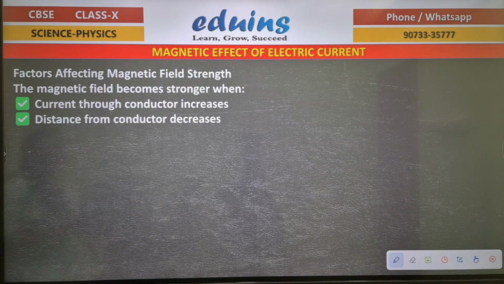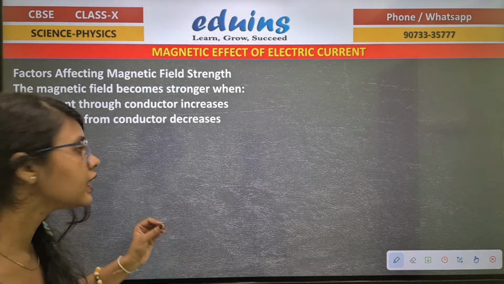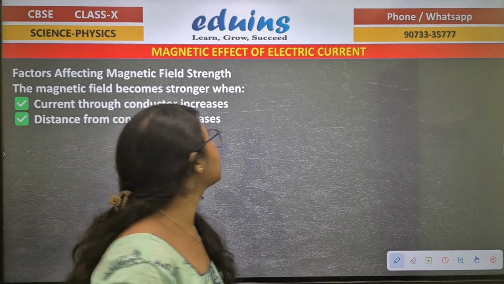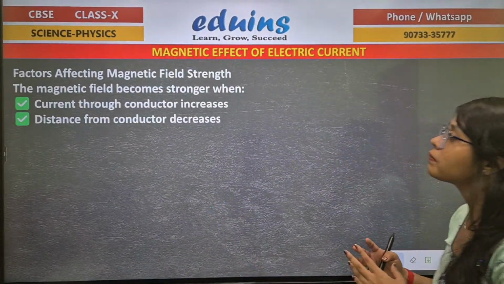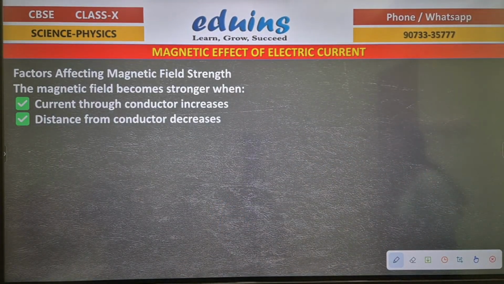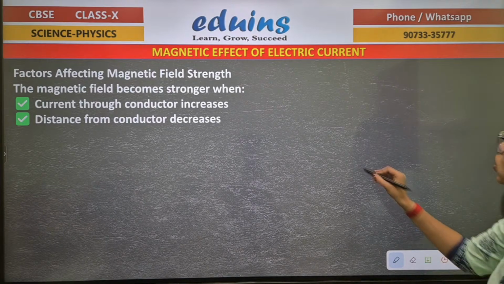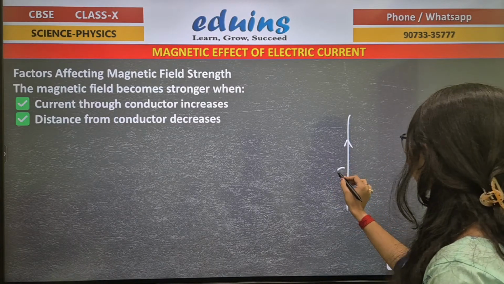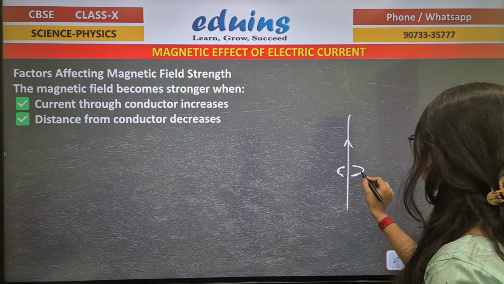Factors affecting magnetic field strength. So for field strength, the first thing is the magnetic field lines. There are two core conditions that affect the magnetic field strength. The magnetic field becomes stronger when the current through the conductor increases. So for a current, okay, there are the magnetic field lines.